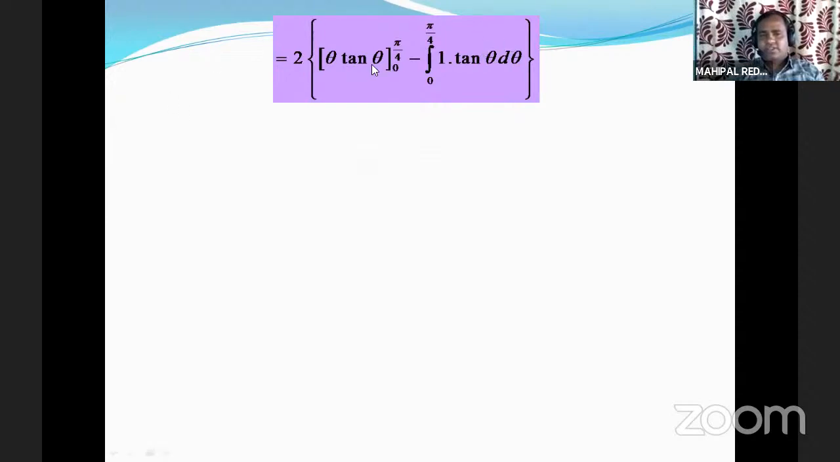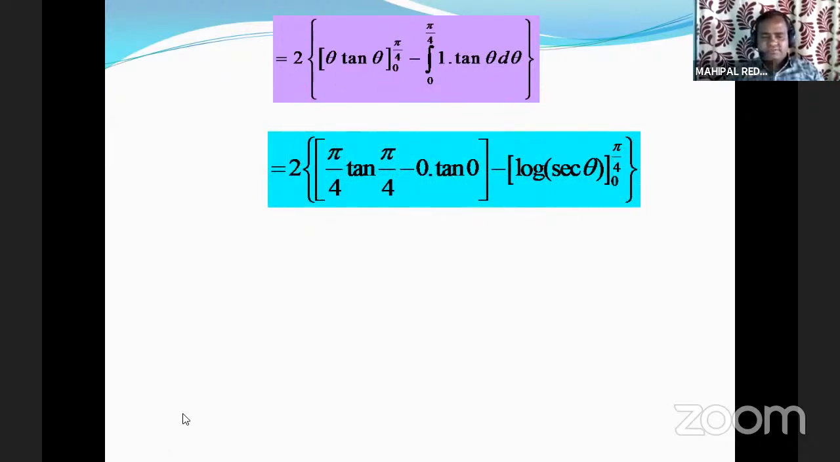Sec square integration is tan theta, and the lower limit is 0, upper limit is pi by 4, minus integration 0 to pi by 4. Theta derivative with respect to theta, the same way as x derivative is 1 with the same variable x, is 1. And the integration of sec square theta again is tan theta d theta.